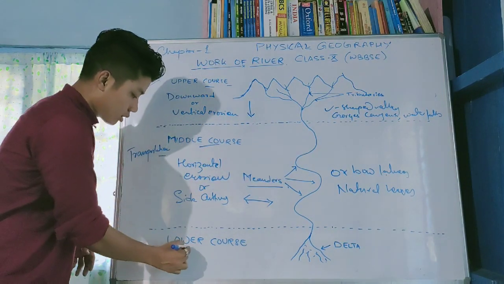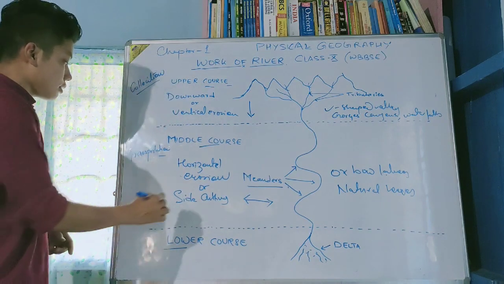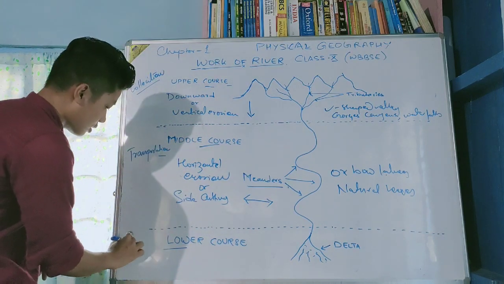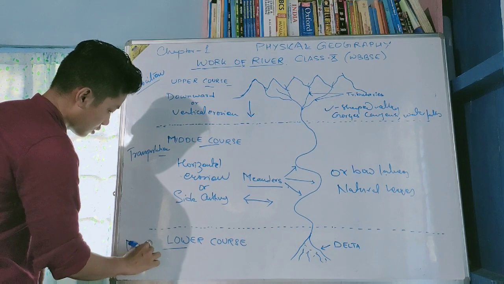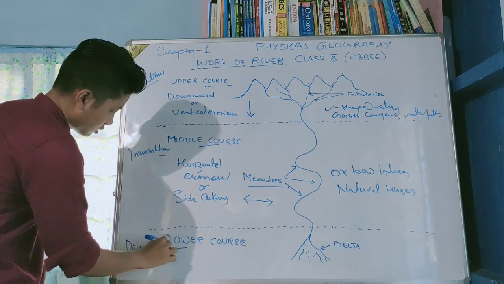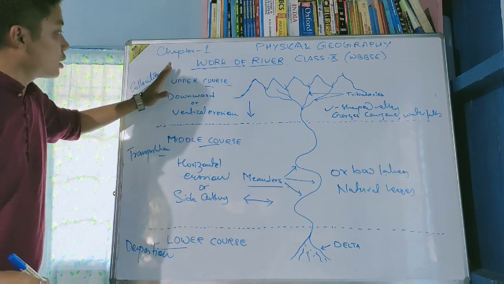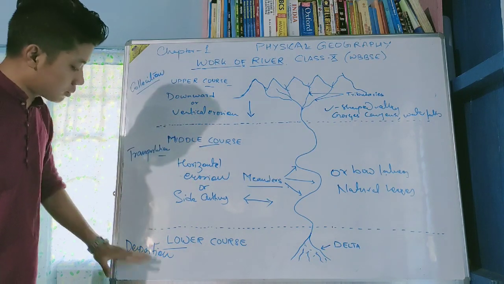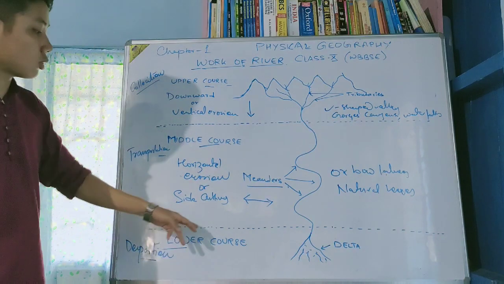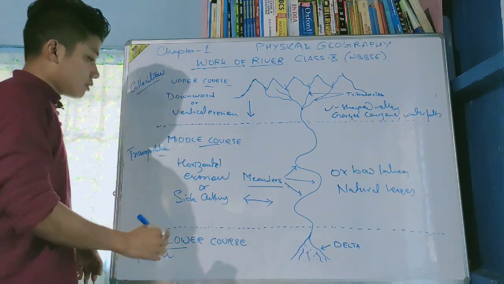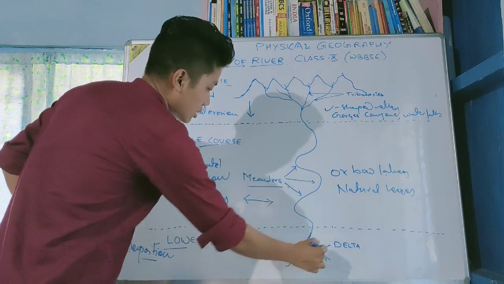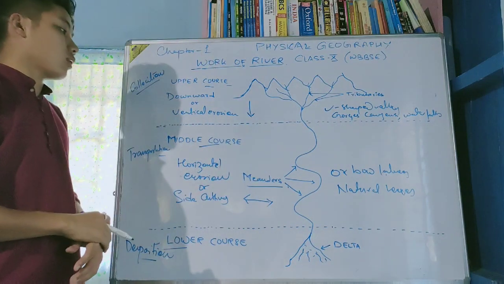Okay, next is the lower course. See, the main work of the river here is deposition. Whatever materials are collected and transported from the upper course and middle course are deposited in the lower course or the lower stage of the river. Here we can see different features like deltas.